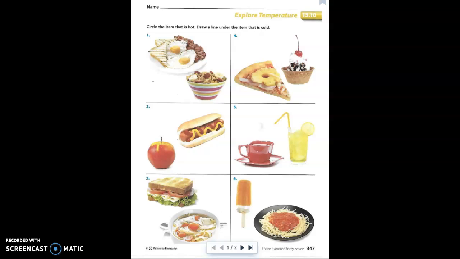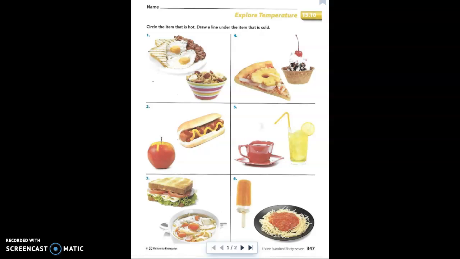So hopefully you had a chance to watch the video, the fun little math cartoon. And today we're going to go ahead and explore temperature. So temperature is a type of measurement that tells us how hot or how cold something is. So get out your math page. We're working on lesson 1310, and it is pages 347 and 348. Go ahead and grab a pencil and let's start.